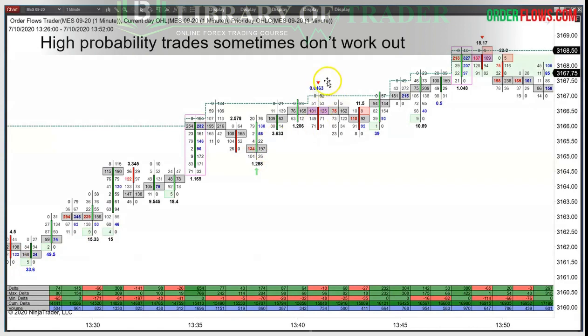For me, a high probability trade is my ratio and divergence. On my software, it's the divergence and the ratio. It tells me get short, Mike. I get short, I get stopped out, fine. They don't work out all the time. Oftentimes they do work out and they give me nice profit.